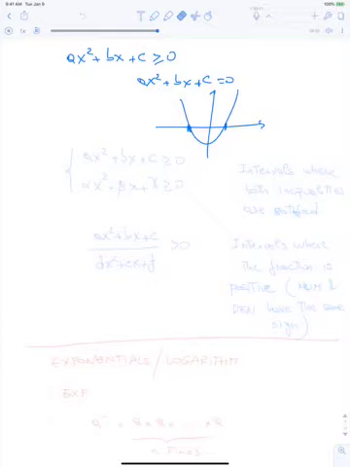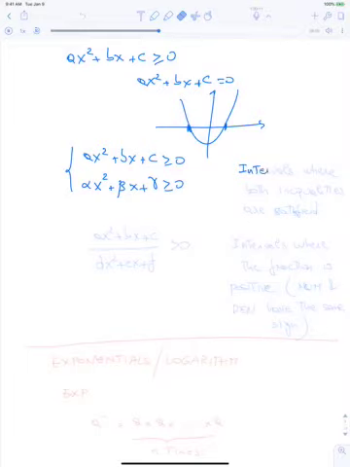Then we look at system of inequalities. We can write it like that if you want. And alpha x squared plus, so these are just two different equations, the inequalities of degree 2. So here we look at intervals where both inequalities are verified or satisfied.